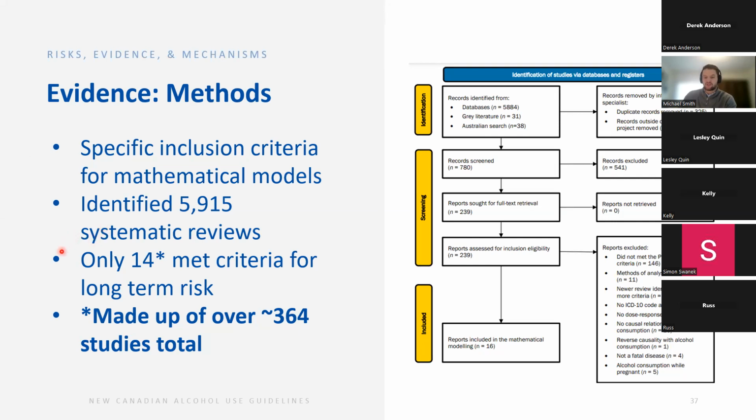To answer their questions to guide public knowledge, they filtered down the number of studies from about 6,000 to only about 14 for their long-term risk guidelines. Now, 14 doesn't seem like a lot. However, it's important to remember that these are systematic reviews, which are themselves made up of a lot of studies that directly assess the impact of alcohol on health. Adding up all the studies included in these 14 systematic reviews, they get to about 364 studies.